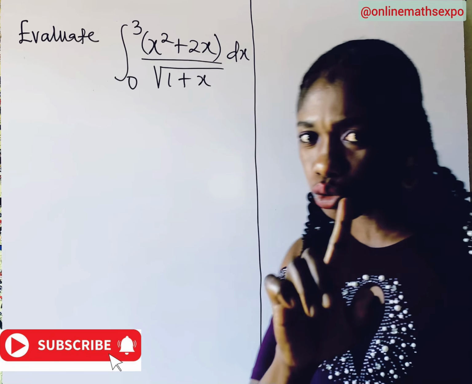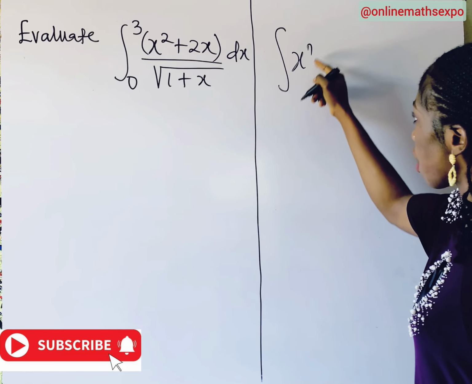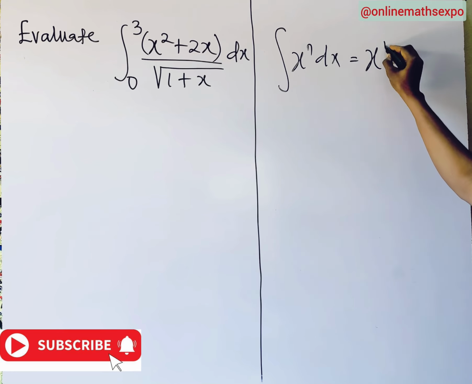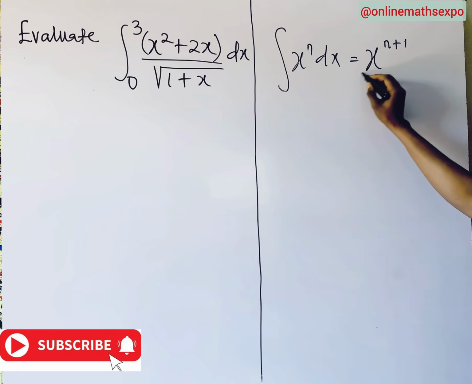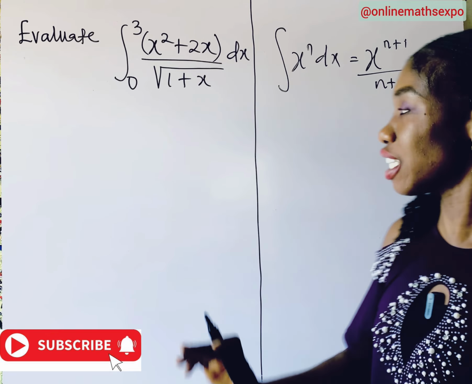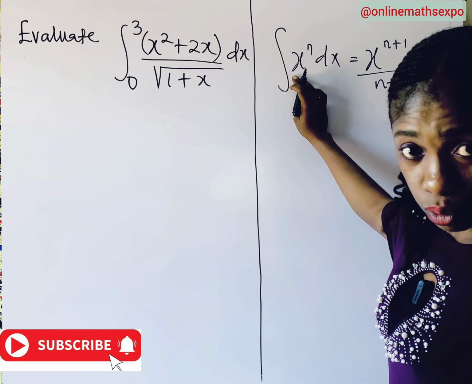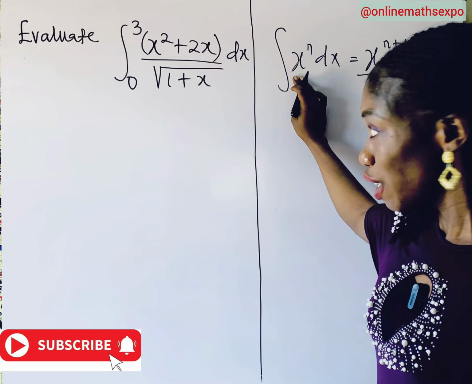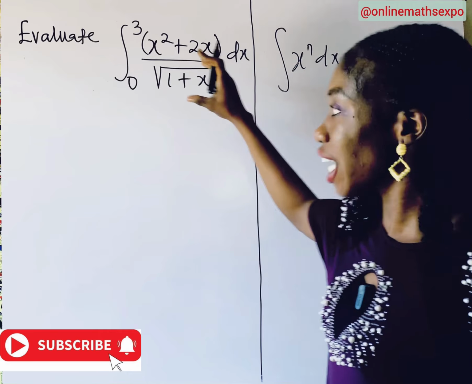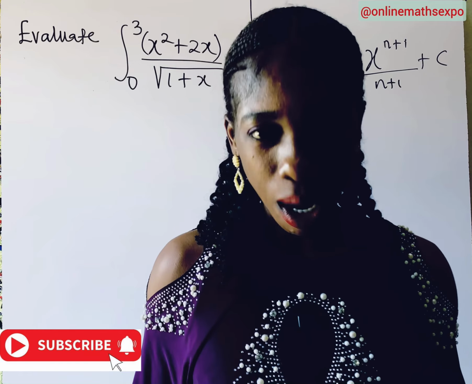To answer this, I want to remind you that generally, if you have the integral of x to the power of n with respect to x, dx, to integrate it, it is x to the power of n plus 1, divided by this power, then plus a constant c. But note that this formula is used if the function given is in this form where there is no denominator. If you look at this, you notice this is a rational function, and because it's rational, we cannot easily apply this formula. But before then, let me show you what you will do before you apply the formula.